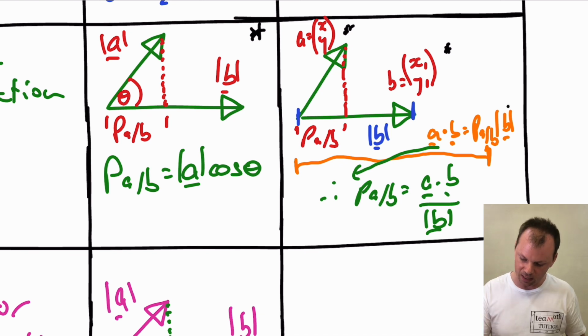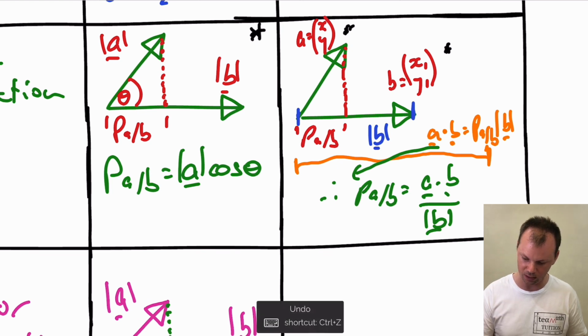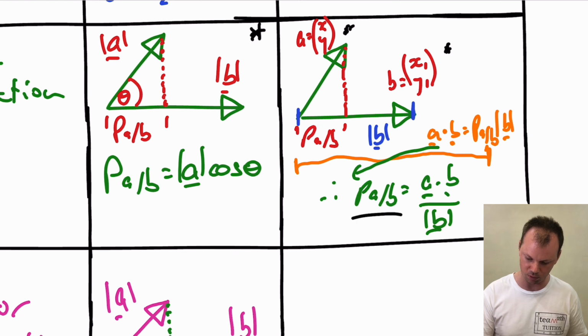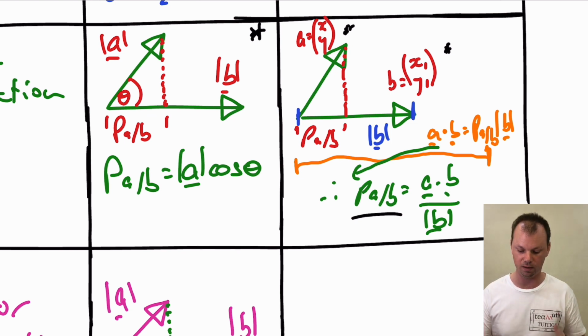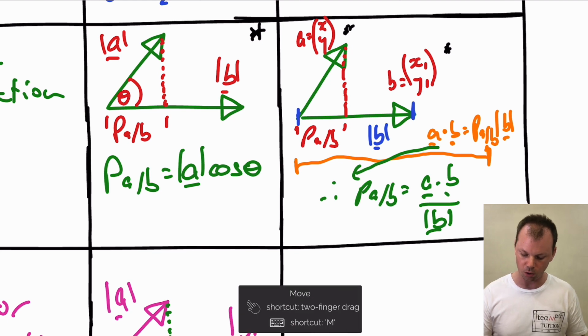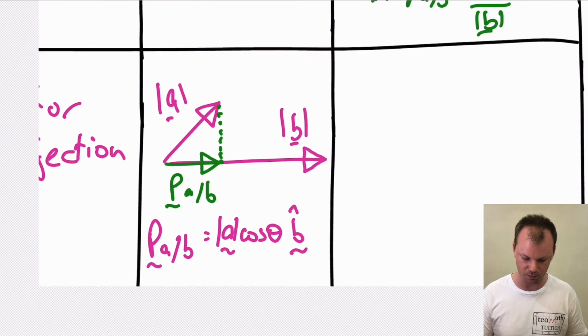But we can take advantage of this formula and rearrange it. If I divide both sides by the magnitude of B, I can work out what my projection of A on B is. So we're doing it in a slightly different way, which is more convenient based on the information that we're given. We're going to continue that today with vector projection.